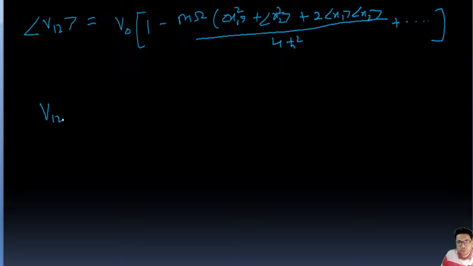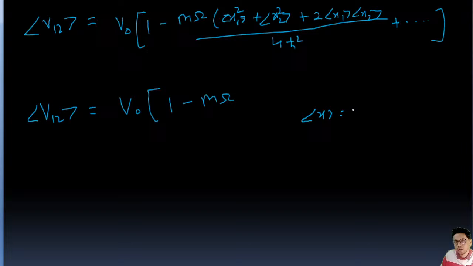So this is going to be V12, okay. So this is going to be V0, okay, 1 minus m omega. So we know, right guys, the expectation value of this x, the position, is going to be 0. The expectation value of x1 x2 is 0, right guys, we know it.